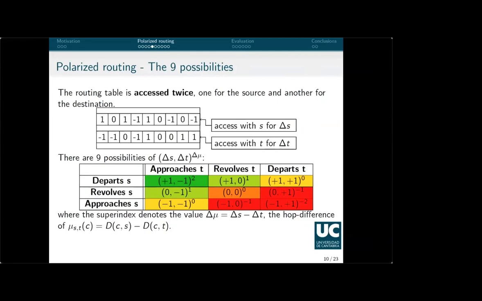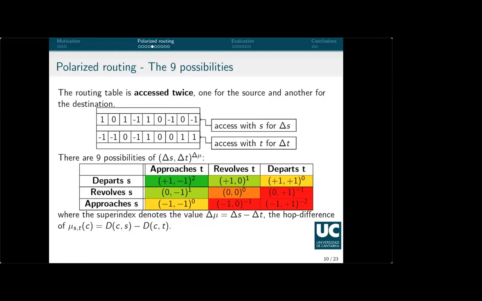This delta mu is just delta S minus delta T. Hops with positive values will always be valid, and negative ones will always be forbidden. The increments of mu to determine which hops to take can easily be computed by using the routing table.